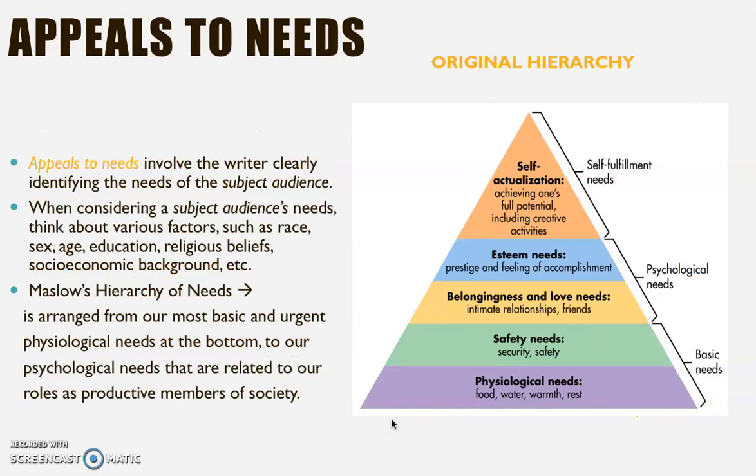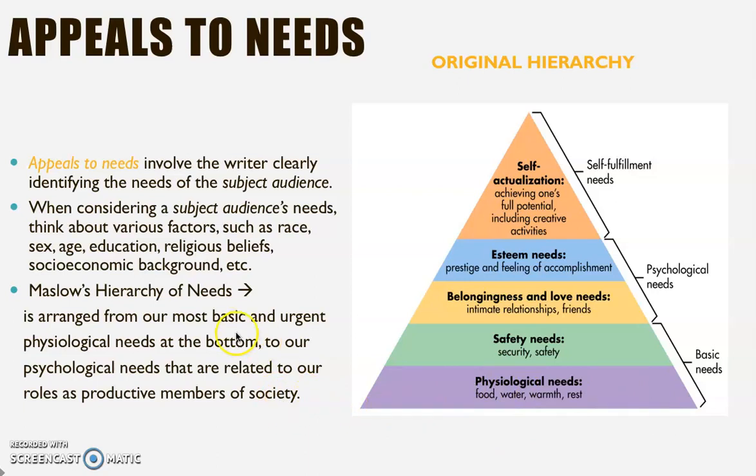Okay, moving on. Back to Maslow's hierarchy, which we discussed very briefly in class. Maslow's hierarchy is over here on the right-hand side. As I just mentioned in the previous example, we need to identify the needs of the subject audience, and we need to think about various factors. Depending on your topic, what you need to be concerned about for these needs is going to be different. In the previous example, I mentioned physiological need, right? The need to be healthy.